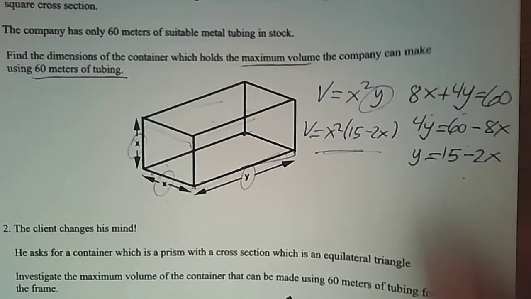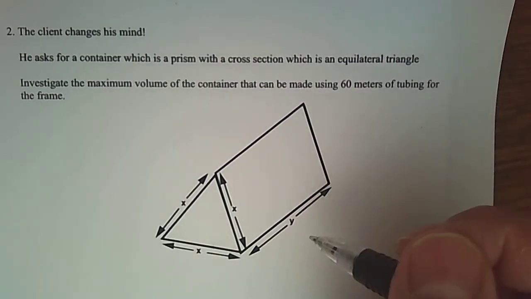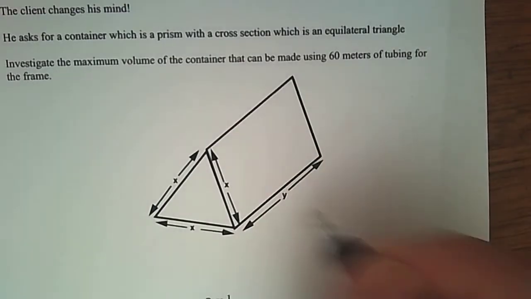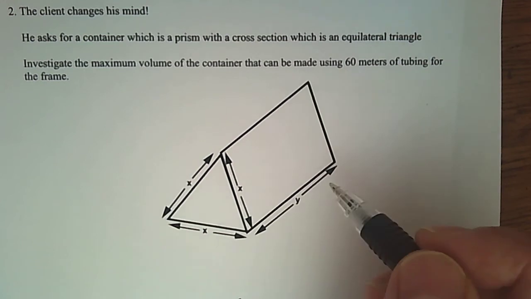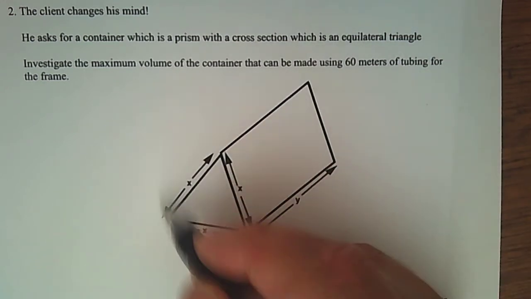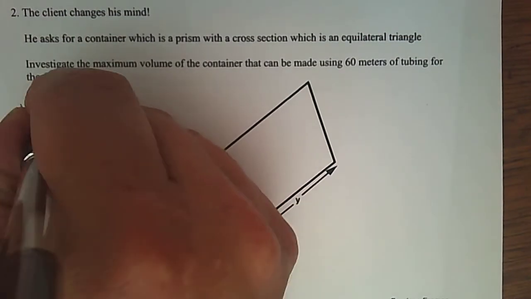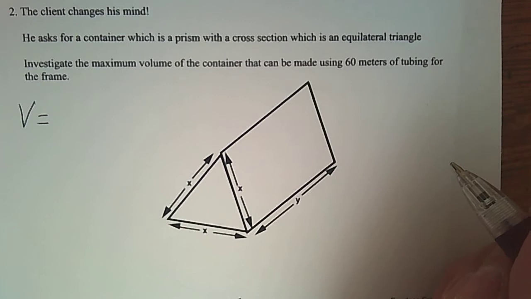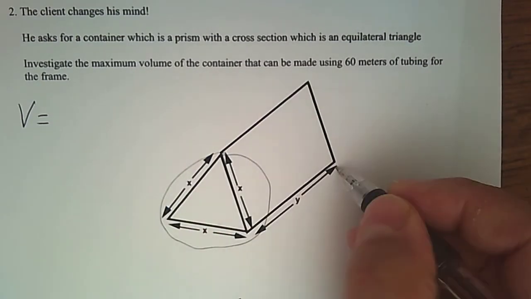All right, here's number 2, now that we finished that with Desmos. So the client changes his mind. Now the shape is different for the tubing. What's the maximum volume here? So now I need to figure out how to find a volume, and this is called a triangular prism. Well, to find the volume of a triangular prism, it's the area of the base times the height.